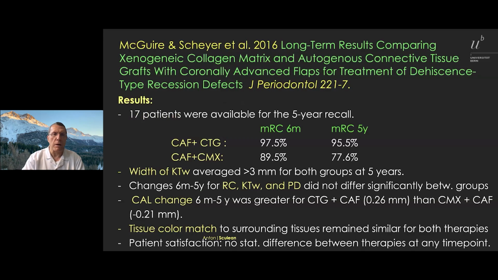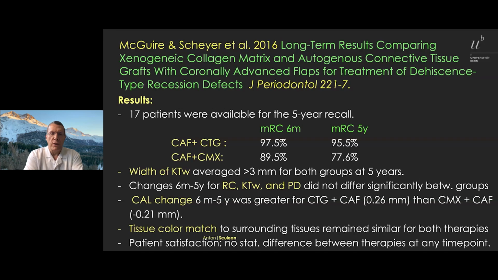Another study by McGuire and Shire looked in a randomized controlled study and exactly at the same materials, the collagen matrix versus the connective tissue graft. And you see that the collagen matrix performed almost as good as the connective tissue graft, and the results were stable in both groups up to 5 years.